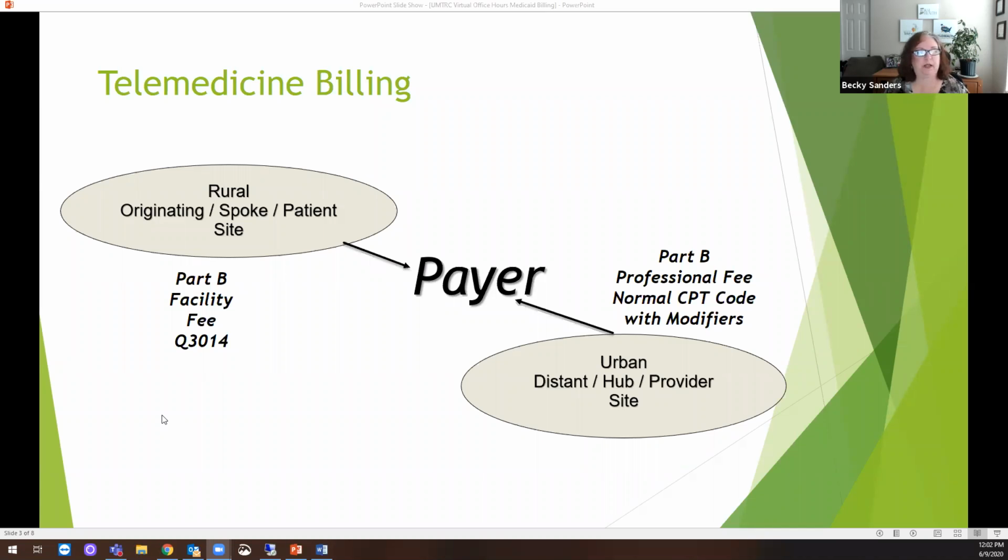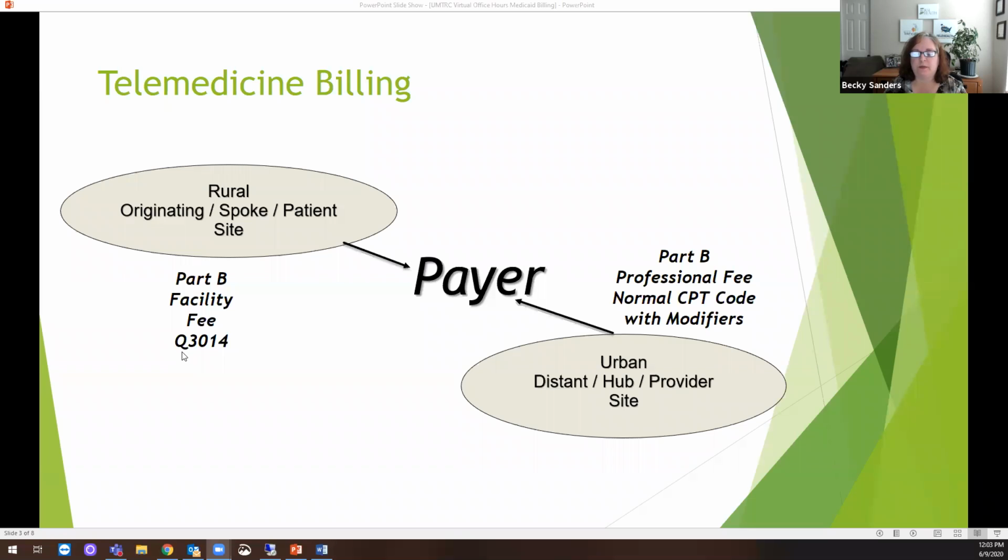There are two pieces to billing for a telemedicine event. What we call the originating site or the spoke site or the patient site. If the patient is in a normal clinical office setting for a telemedicine event, say they're in a physician's office and being seen by a specialist at a more urban hospital. So they're at their primary care facility, set up with a computer or a monitor on an AV cart or on the wall to talk with a specialist at a distance. In that case, the facility where they're at, that physician office, would bill what's called the facility fee.